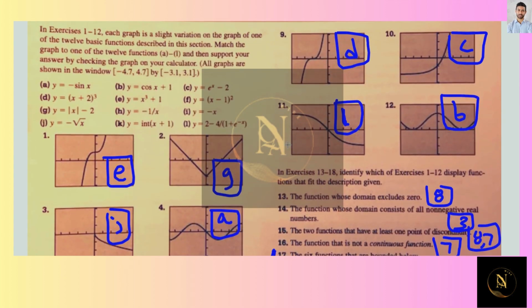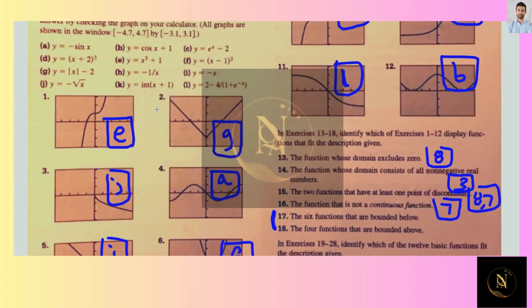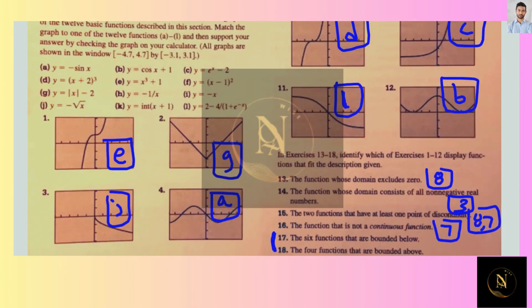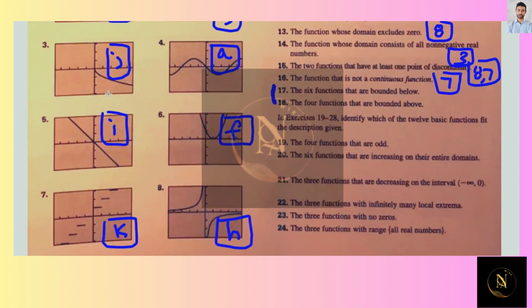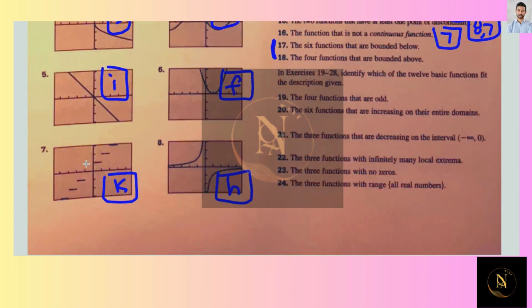I'm going to just say them. So the 4 basic functions that are odd are the cube function, the reciprocal function, the linear function, and the step function, the greatest integer function.